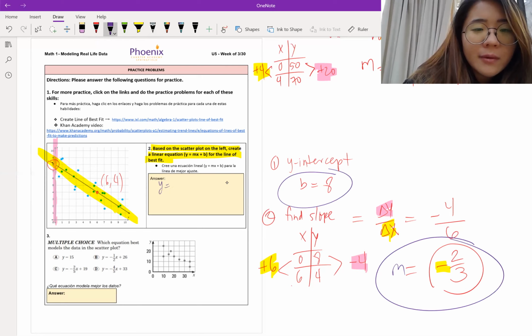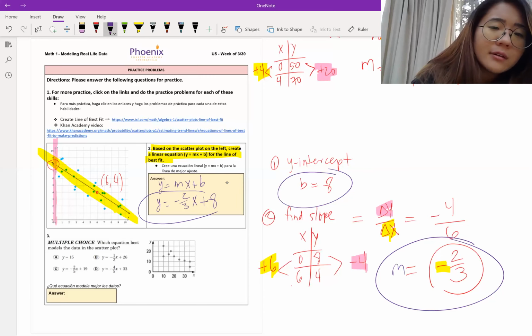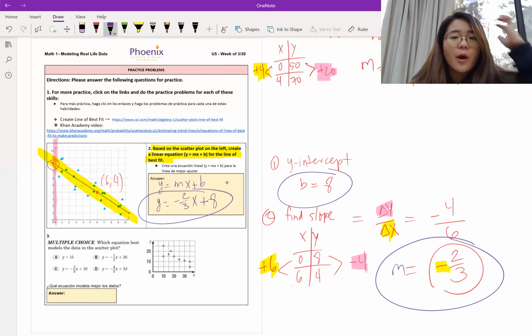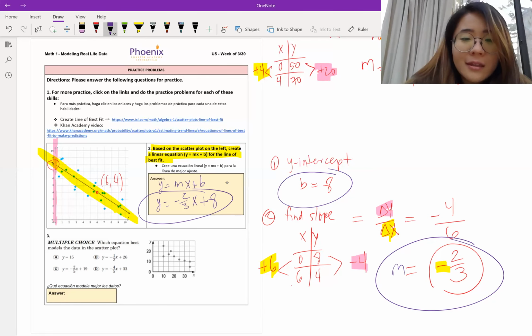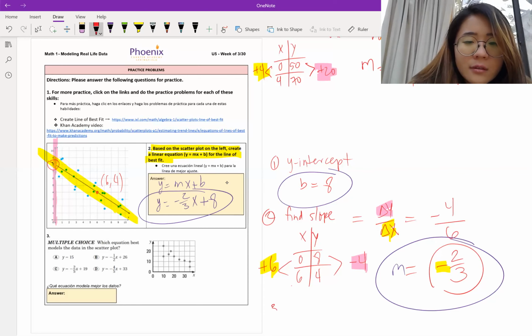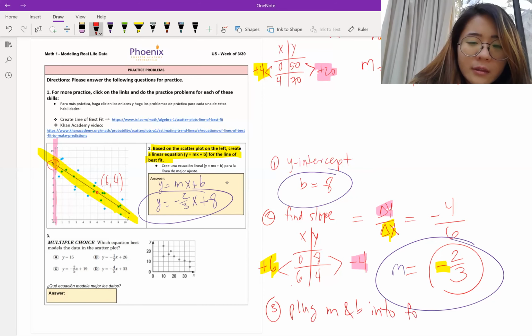So I'm going to write out my equation, my formula. Don't touch the y or the x. It's going to be y = -2/3x + 8. That is my equation. All right, so hopefully you guys were able to do this. If you just go step by step, find a y-intercept, find a slope, then plug it in to the equation. Plug M and B into the formula, then you should be good to go.